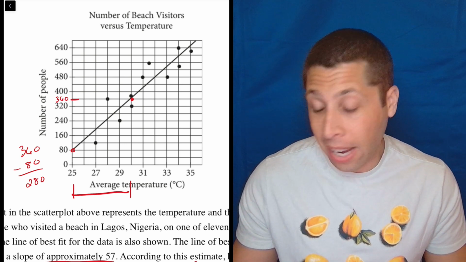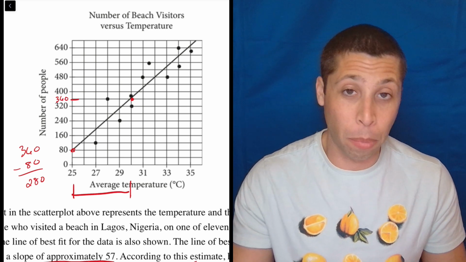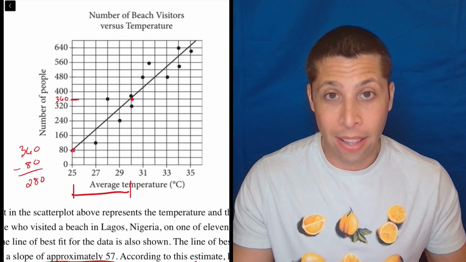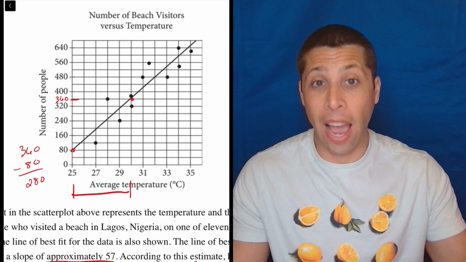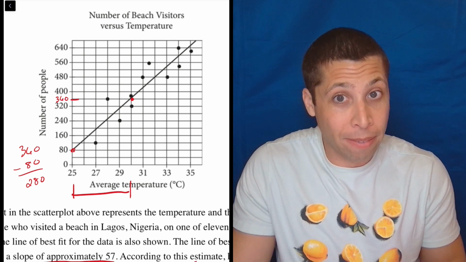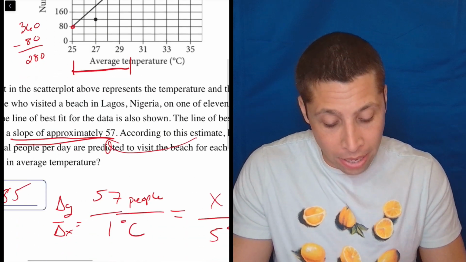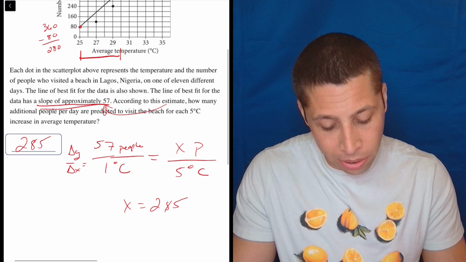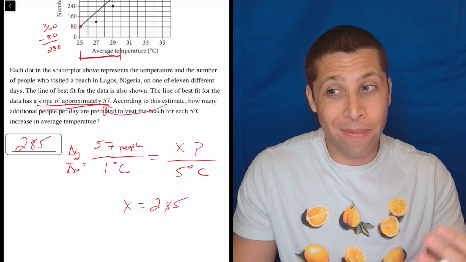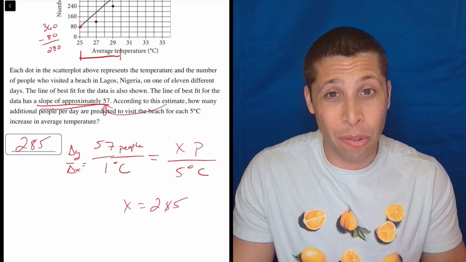If you put 280 as your answer, put it in the comments. I'm curious if you got kind of tricked a little bit here by just the presence of this scatter plot. You assumed you needed to use it. It does talk about estimating, so I understand, but the way the question is worded, there's really no way that we would be able to estimate this with the graph.